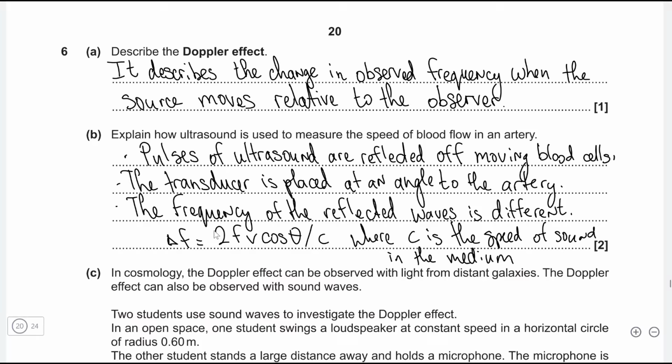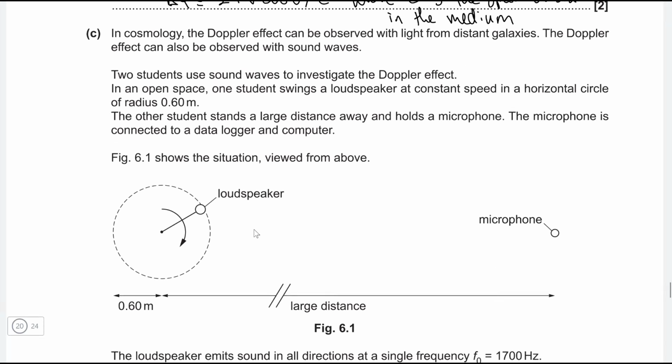You can actually use the equation that delta F is equal to 2FV cos theta divided by C, where C is the speed of sound in the medium, and then all you need to do is just rearrange this equation for V to get the right answer. Okay, let's have a look at part C.